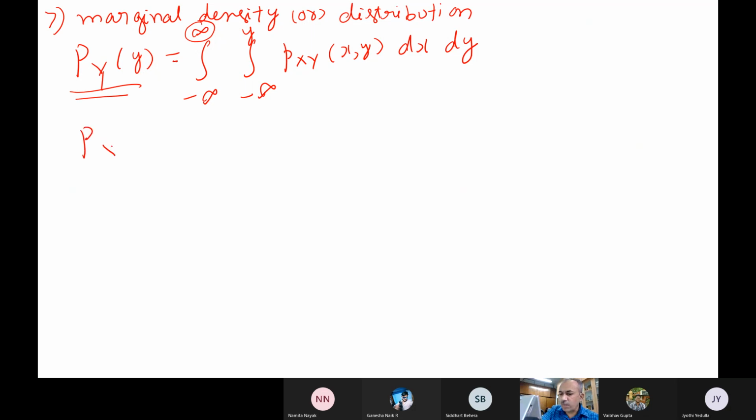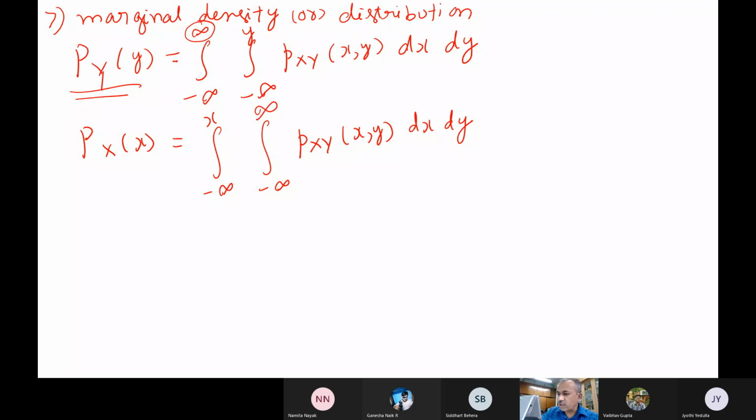Now similarly, if I want P_X of x, what do I have to do? So what will be my limits? Minus infinity to x, and y will vary from minus infinity to plus infinity. So you integrate everything; this y and x thing, you keep it open. Then you will get the marginal distributions also. And of course, you can find the marginal densities also.